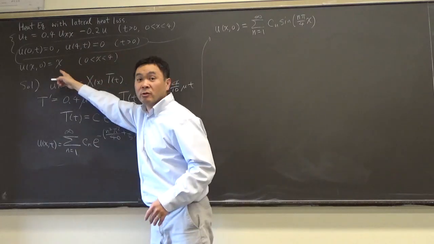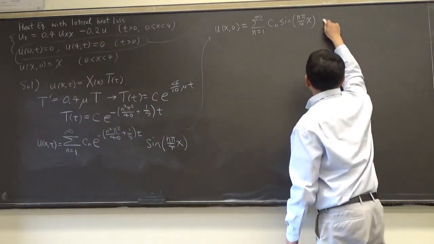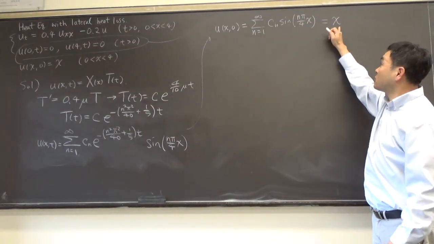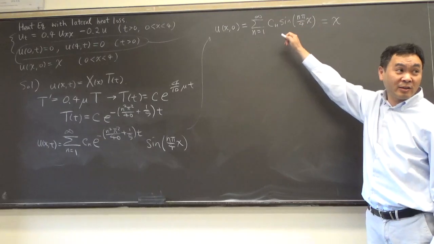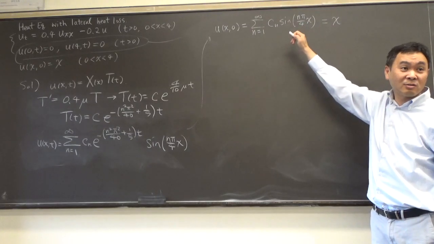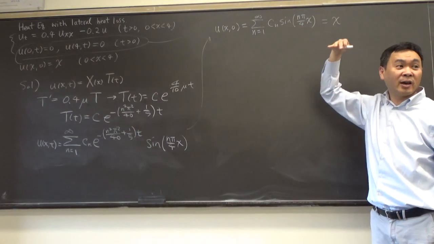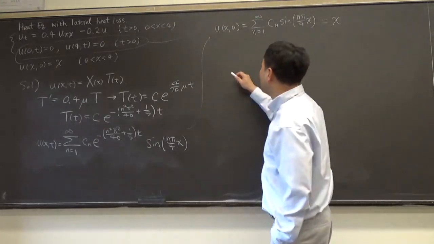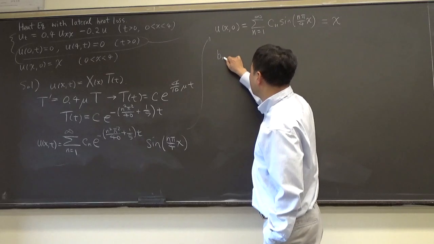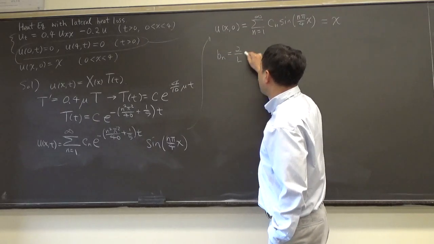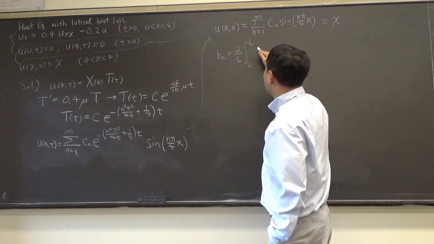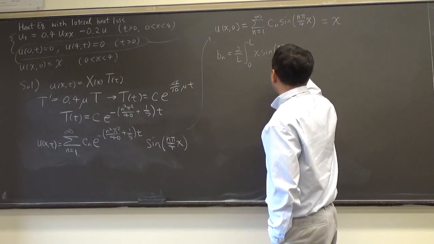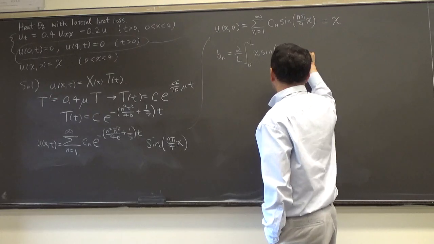However, we want that to equal x, right? So we want this to equal x. What's that? That's trying to express x as a sum of sine n pi over 4 x. That's called the Fourier sine series, right? The Fourier sine series has the formula that Bn is equal to 2 over L, integral from 0 to L, of x times sine n pi over 4 x dx.